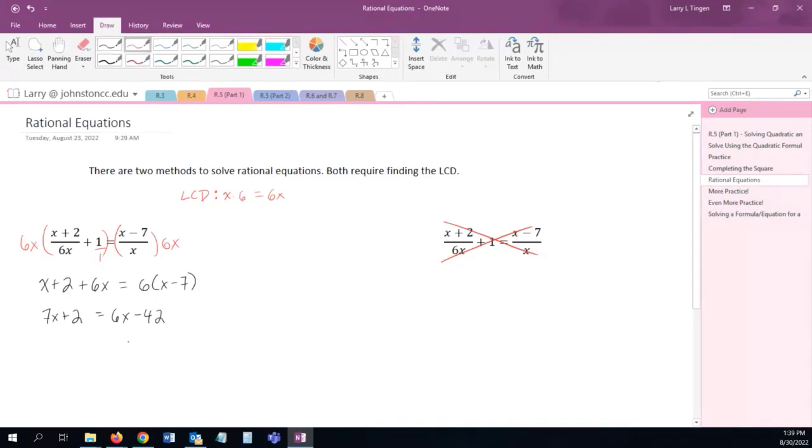And now it's just a standard old linear equation at this point, right? Get everything with x on one side, everything without on the other. Subtract 6x from both sides, and then subtract 2 from both sides. What do I have? 7x minus 6x is x. Negative 42 minus 2 more is negative 44.